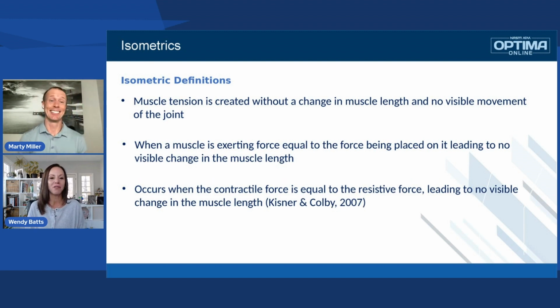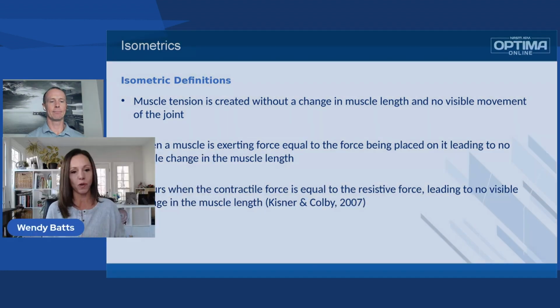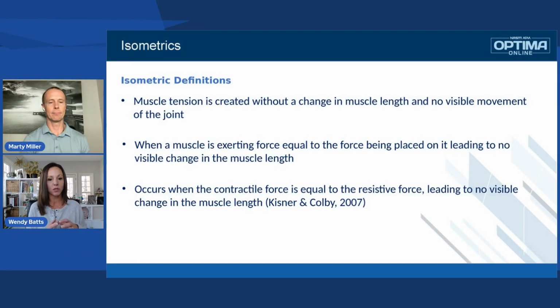But let's actually define what isometrics are. When we're talking about muscle tension that's created without a change in the muscle length, with no visible movement of the joint, you're going to hear us talk a lot about phase 1 and stabilization training. That's often when we use it, as well as in corrective exercise. So keep that in mind: little to no joint motion when we're doing this and applying the same amount of force. And if we look at the other bullet points, when a muscle is exerting a force equal to the force being placed upon it, you're actually getting that muscle to fire. When the contractile force is equal to the resistance force, there's going to be no change in the length itself.